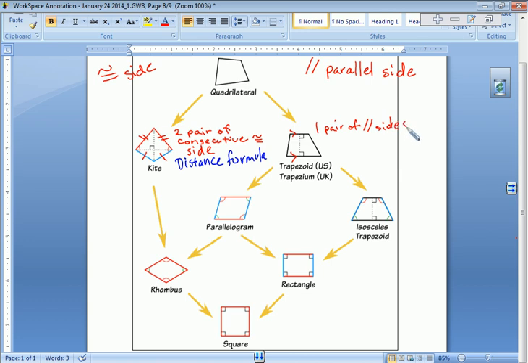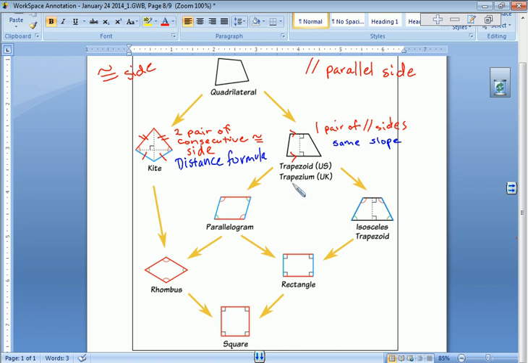Now, what have we learned recently that would prove parallel? Same slope. What have the same slope? So we would have to find the slope and show that those slopes for this side and this side were the same.